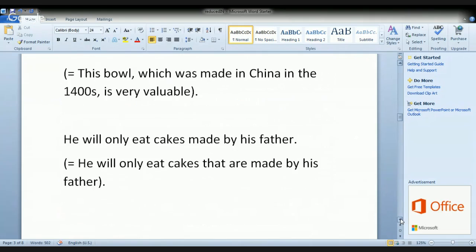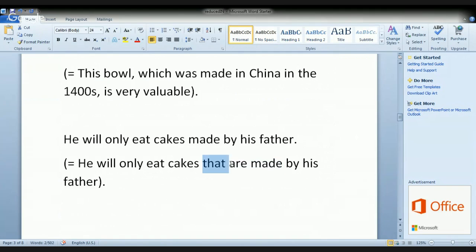And we'll continue on. Again, we're still talking about the past participle here. Our first sentence says, "He will only eat cakes made by his father. He must make some special ones." It has the same meaning as "He will only eat the cakes that are made by his father." And so this is our present passive tense. We have the verb to be, "are," in the present simple, and the past participle of make is "made."